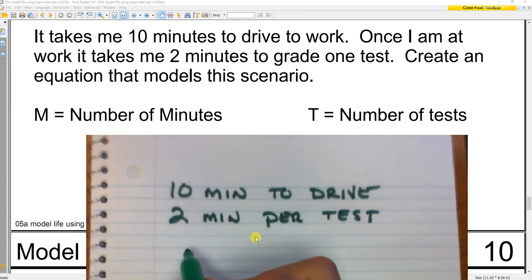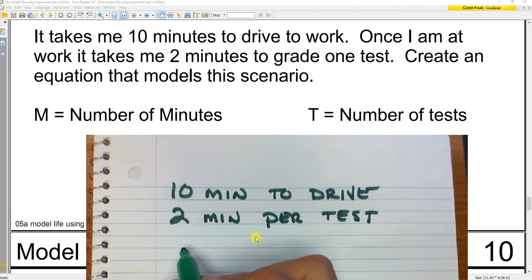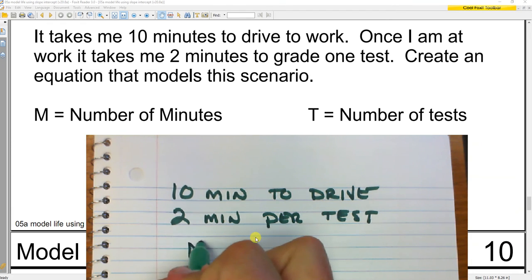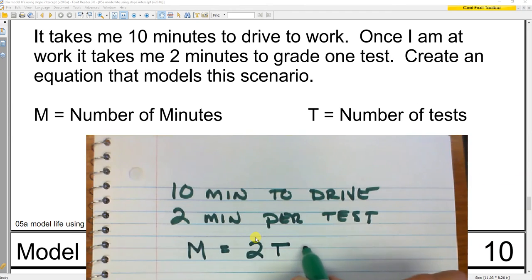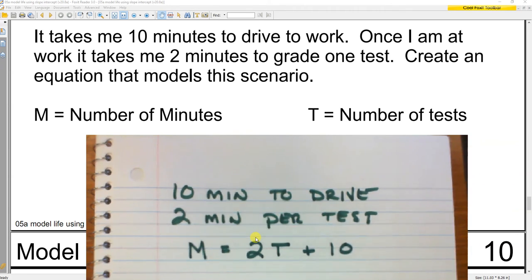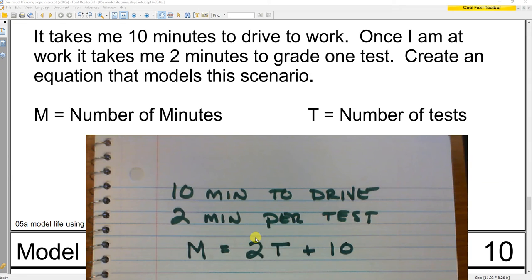So our total time, our number of minutes, M, equals 2 minutes per test plus 10. If I go to school and I grade no tests, I've spent 10 minutes. One test would mean 12 minutes. Two tests, 14 minutes. I just modeled this using this equation. Let's try another one.